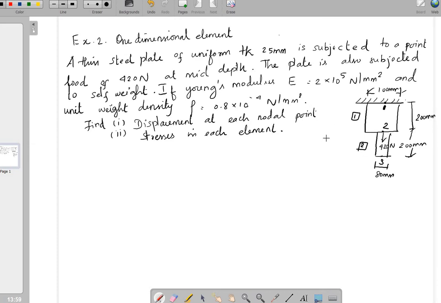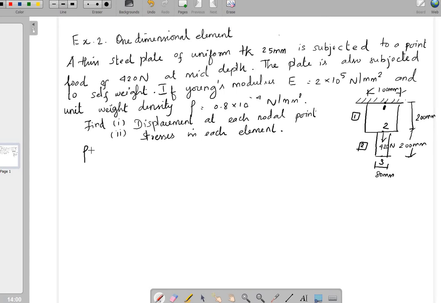Then in general case, we neglect the self weight and extra loadings, traction force and body force, etc. We are all neglecting these forces and considering only the point load, externally applied load. Here they mention to include the self weight because they are giving the density. So we can convert the density as the force quantity.